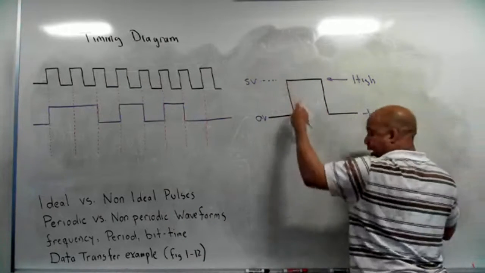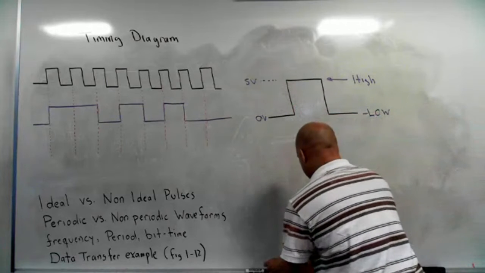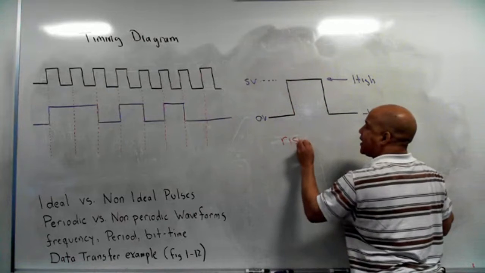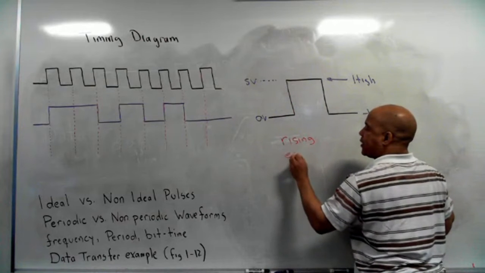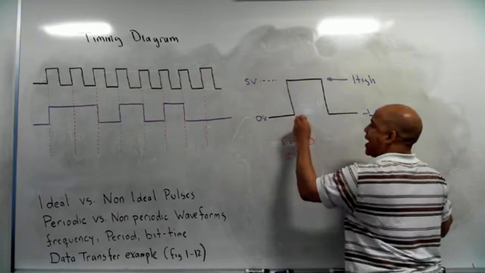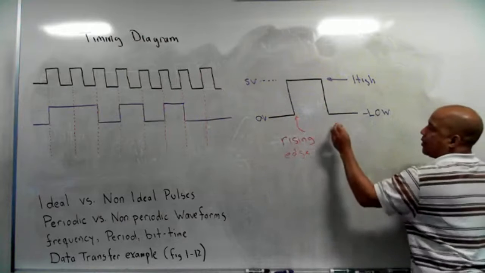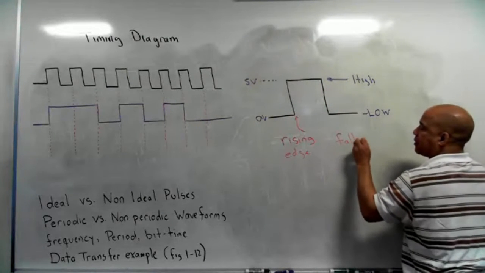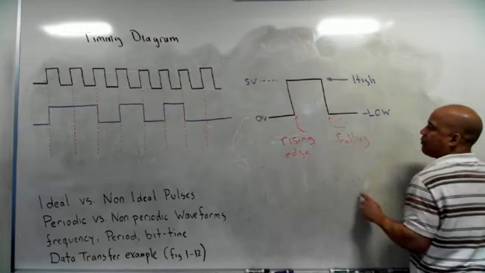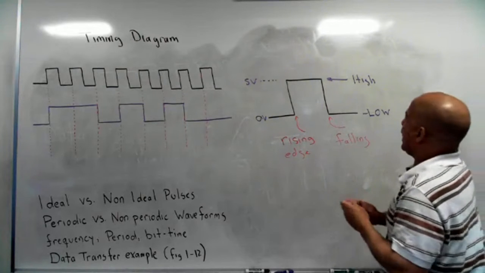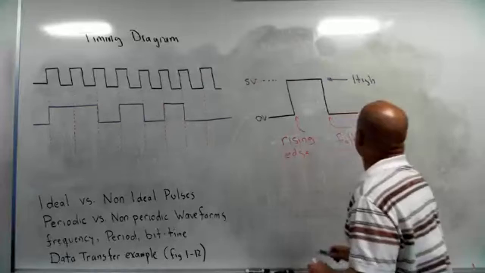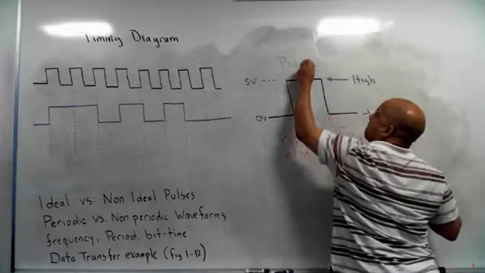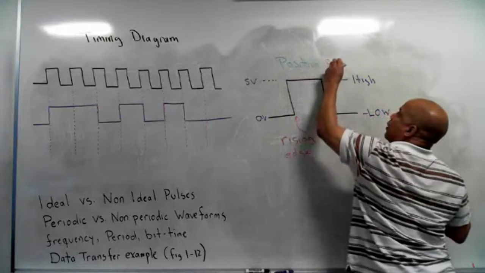This first part on the left is called the rising edge. And this part right here is the falling edge. This pulse is called a positive going pulse.